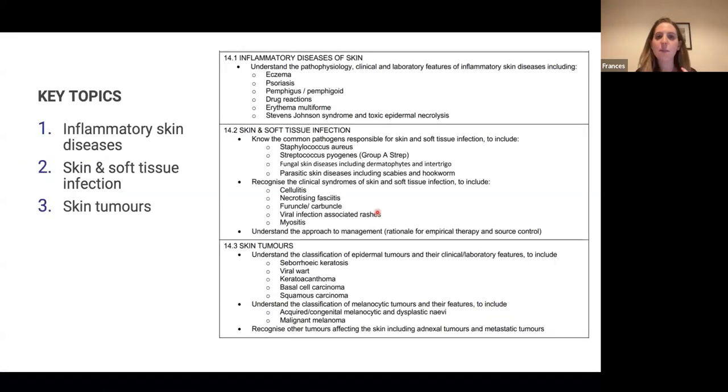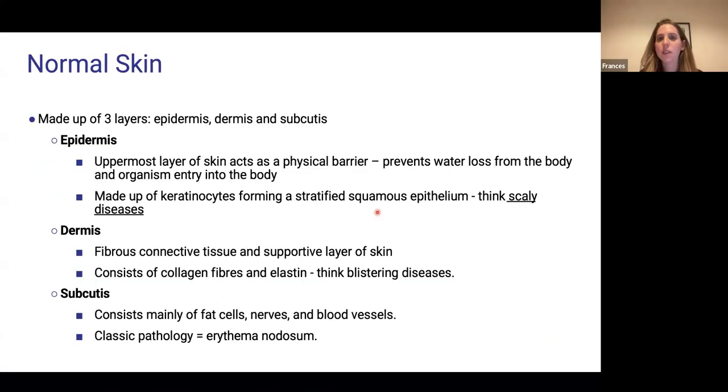So the skin, obviously the main things that you need to know about are the inflammatory skin diseases, and then also the skin and soft tissue infection, which overlaps obviously with the microbiology part, and then more about skin tumors as well. So if we just think about what the skin is like, I think a lot of you probably know this, but obviously we're thinking of the skin as being made up of three different layers.